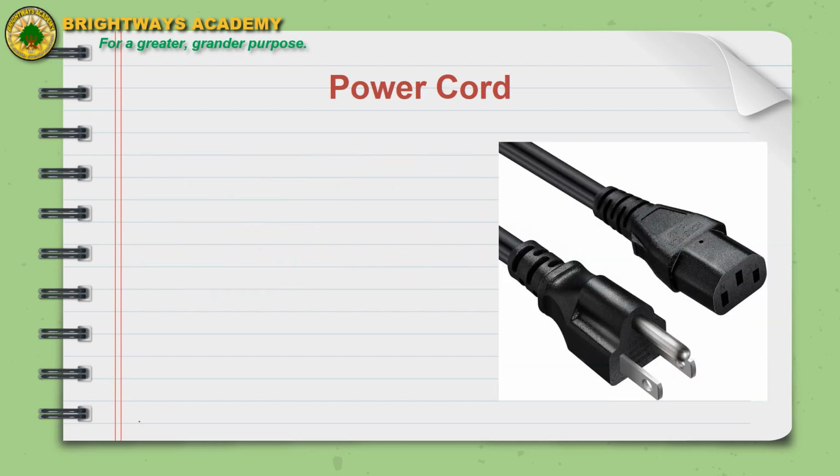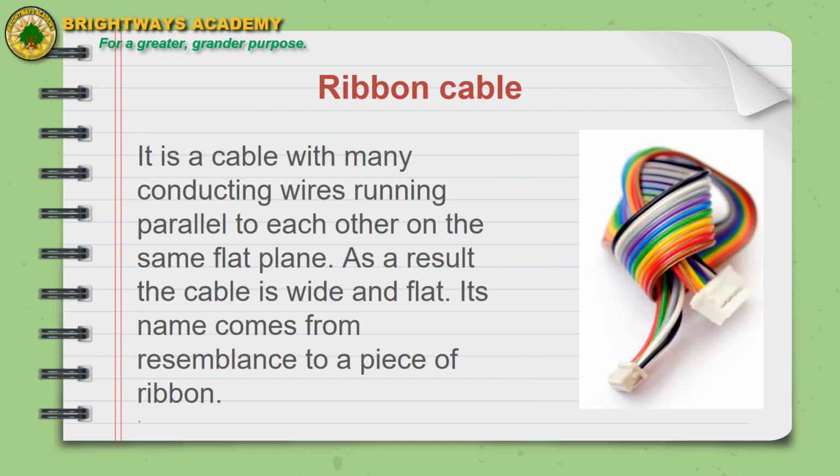Next is the power cord. A power cord, line cord, or mains cable is an electrical cable that temporarily connects an appliance to the mains electricity supply via a wall socket or extension. And next is ribbon cable. A ribbon cable, also known as multi-wire planar cable, is a cable with many conducting wires running parallel to each other on the same flat plane. As a result, the cable is wide and flat. Its name comes from its resemblance to a piece of ribbon.